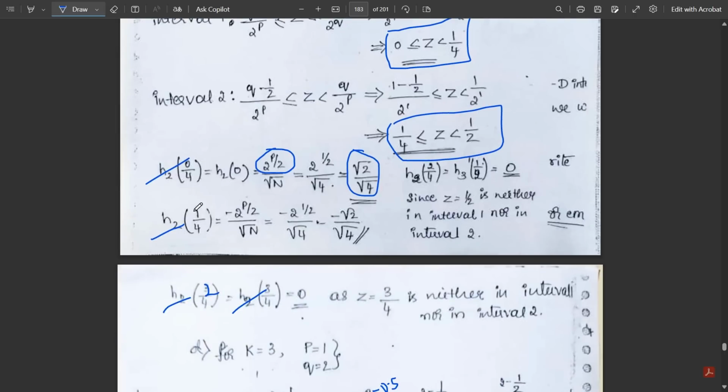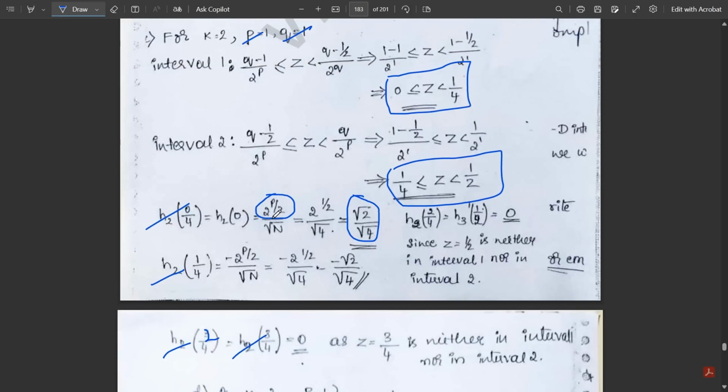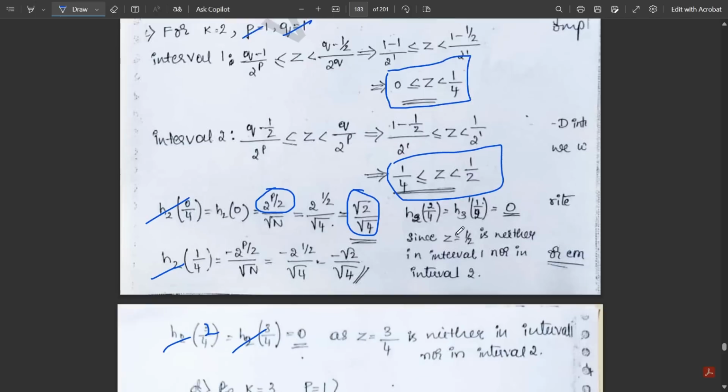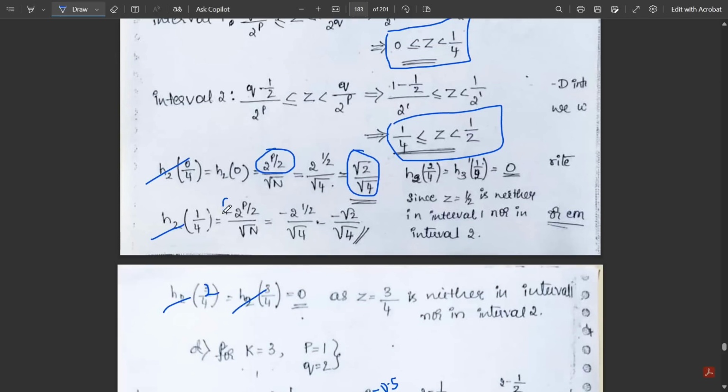Next, for H2 of 1 by 4. So now 1 by 4, in the first interval it is not satisfied because it is strictly less than 1 by 4. So come to the second interval. So in this interval the value of Z ranges. So that's why now we should be taking minus 2 to the power p by 2 divided by root n. So here substitute the value of p as 1, and here we would be getting our answer as minus root 2 by root 4.